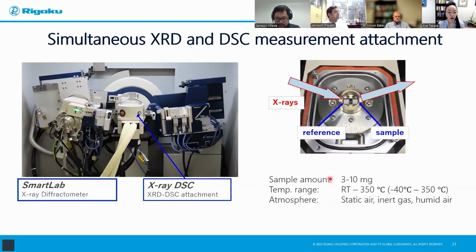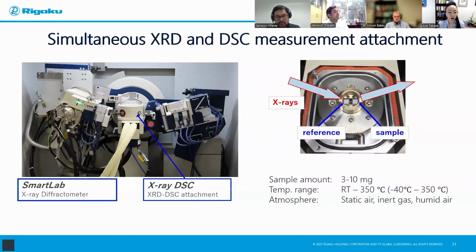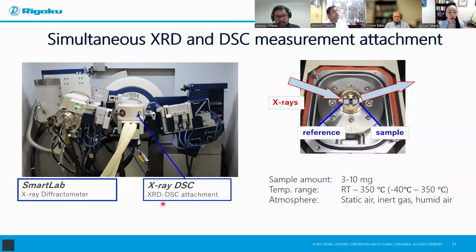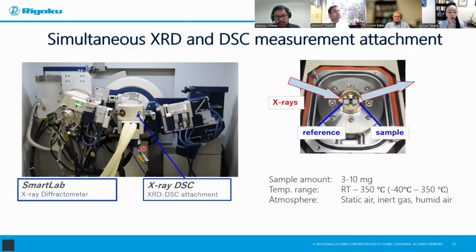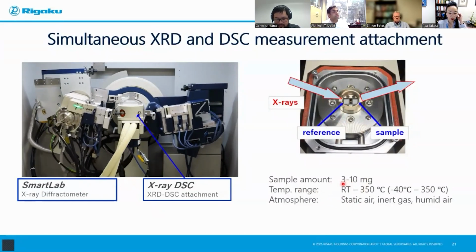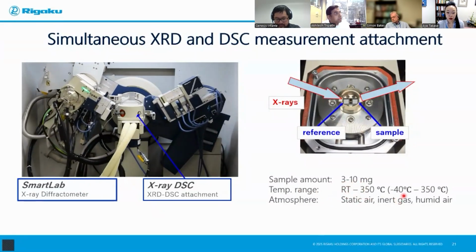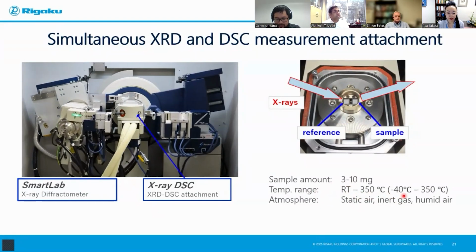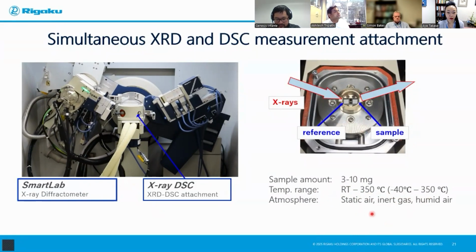Here is Rigaku's SmartLab equipment, which also comes with an attached DSC, i.e. both of them can be combined into one platform. You have a reference sample and your own sample, and typical ranges and amounts of sample are given here: 3 to 10 milligrams, room temperature to 350, or under special situations minus 40 to 350. You could use atmospheres such as static air, inert gas, or humid air.